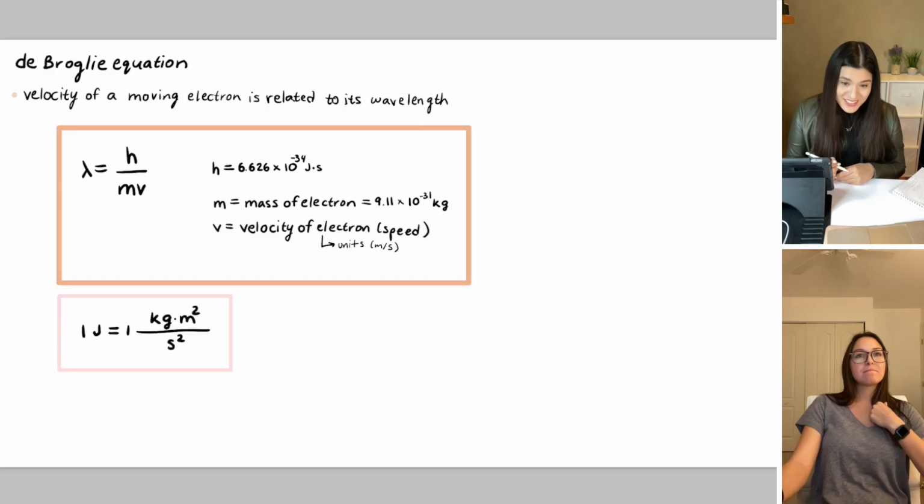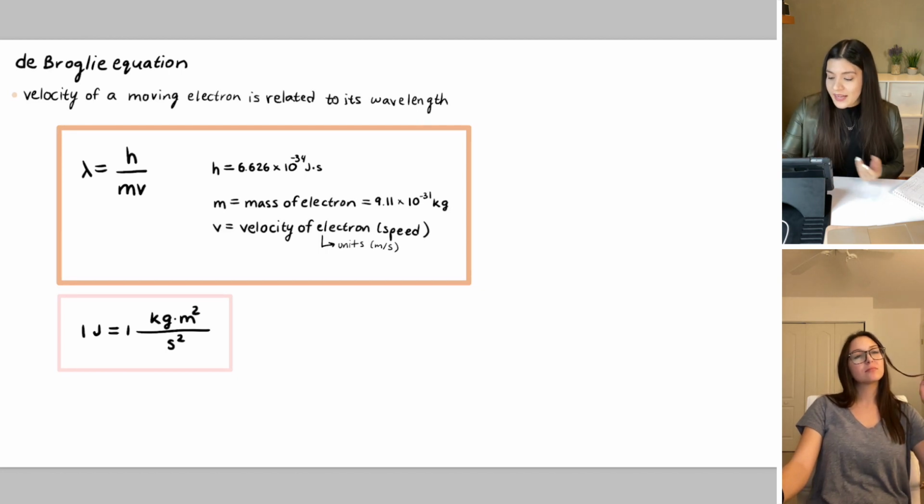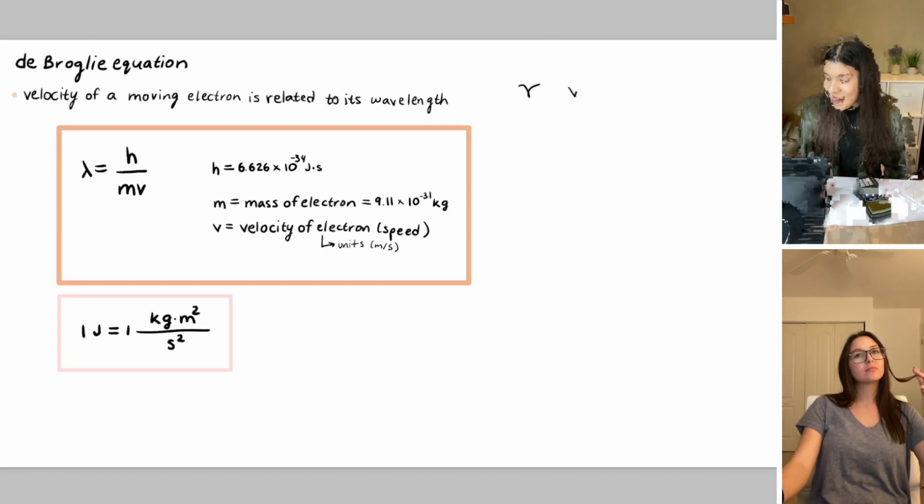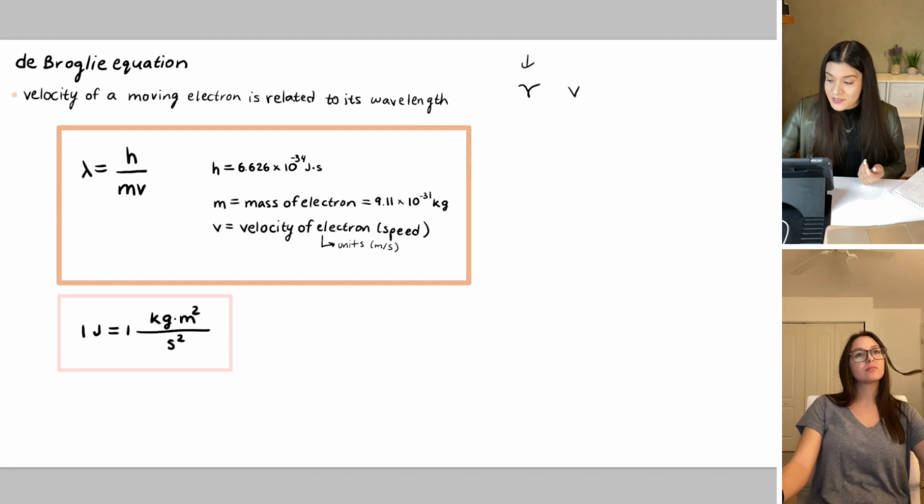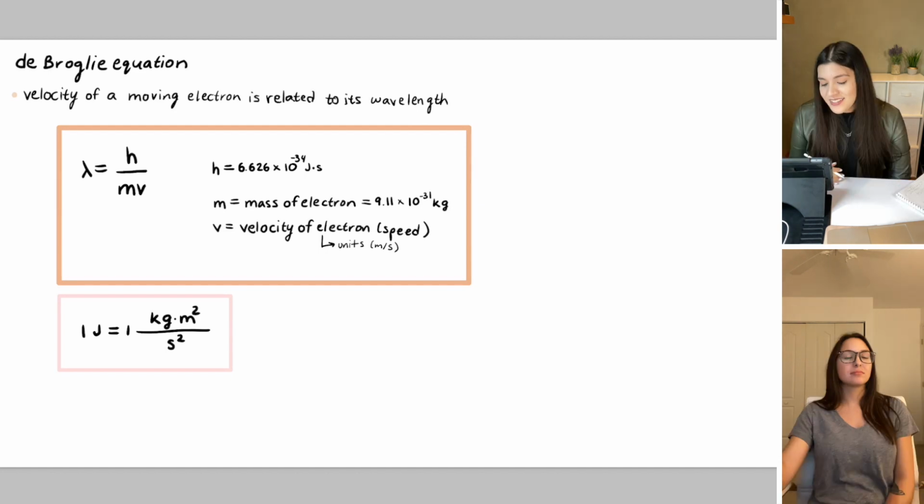We're going to move on to another concept. This is where I was saying this is not the same thing as velocity. This is frequency and this is just velocity, or the speed. It's really important to understand those differences because of this formula. It's telling us the velocity of a moving electron is related to wavelength. So this formula is basically just relating the velocity, or speed, of an electron with our wavelength.